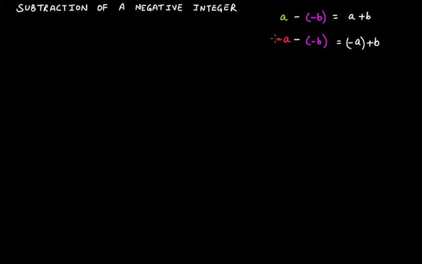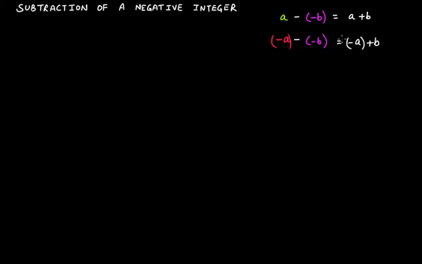You'll perform the addition operation. In this case it was minus a, then this is the subtraction that you're performing, and after subtraction you have a parenthesis containing a negative value, that is a negative integer, therefore this will become a positive. So this will be minus a plus b.